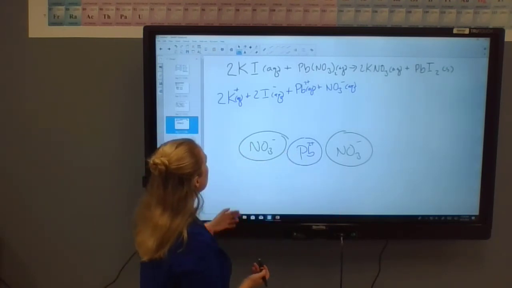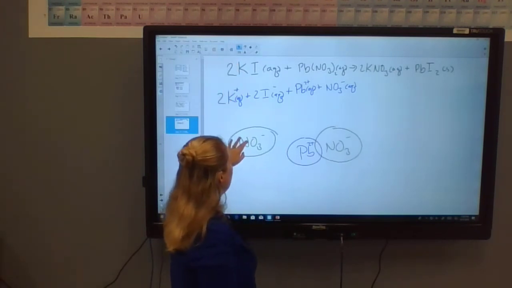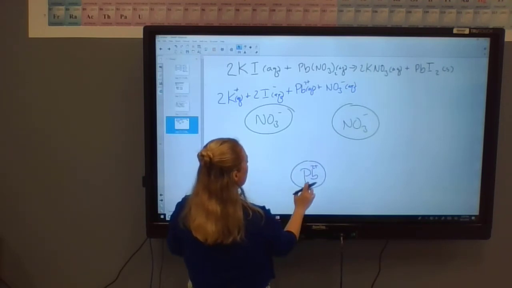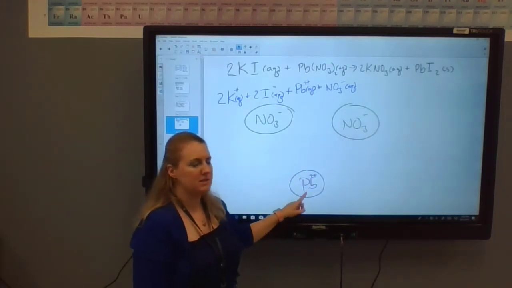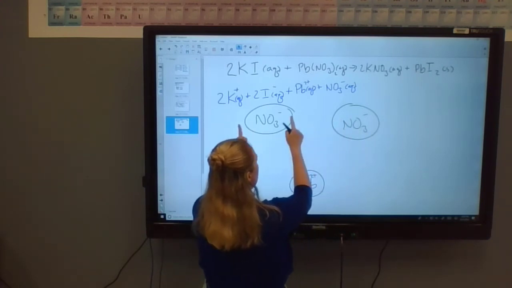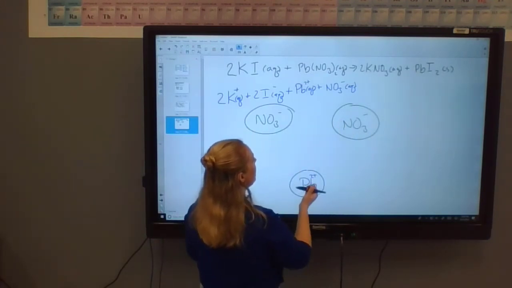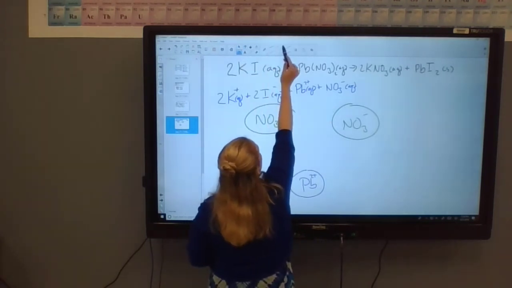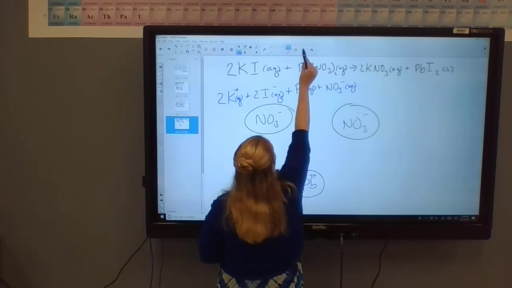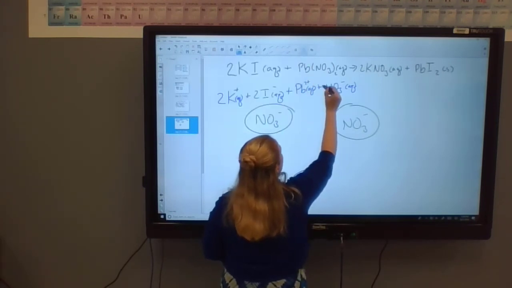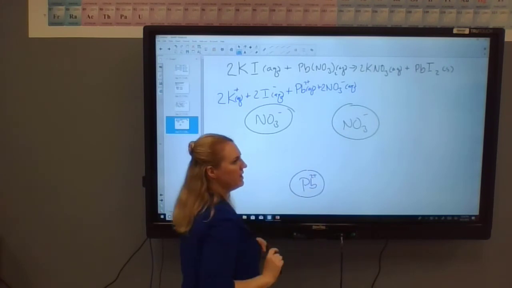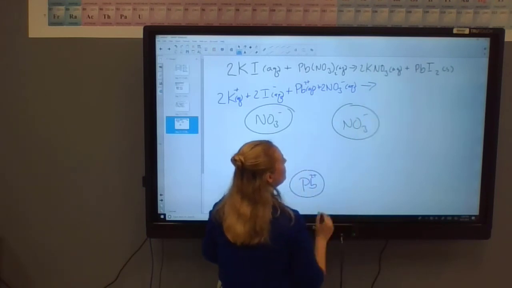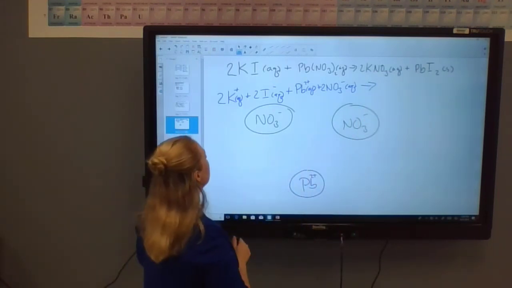As these things break apart, they're going to float away from each other. I'm going to be left with a lead 2 plus, and I'm going to be left with 2 NO3s. So I'm going to show that by writing a 2 in front here. I have 2 nitrates. So that's it for my reactant side. Now let's look at the product side.